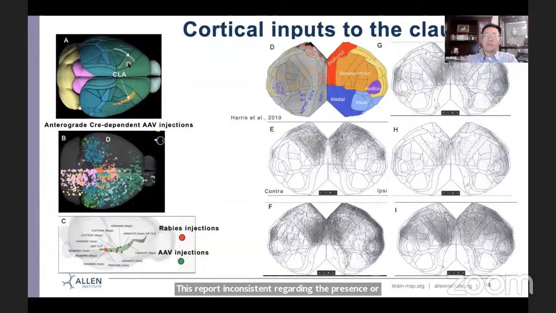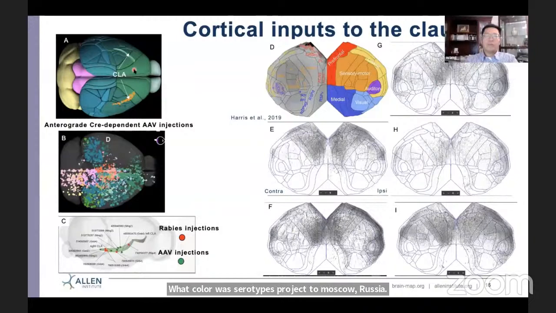Cortical pyramidal neurons are classified into three major cell types: IT neurons in layers 2 to 6, ET neurons in layer 5, and CT neurons in layer 6. However, what cortical cell types project to the mouse claustrum remains largely unknown.